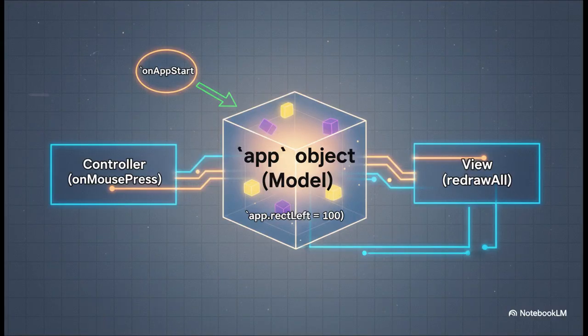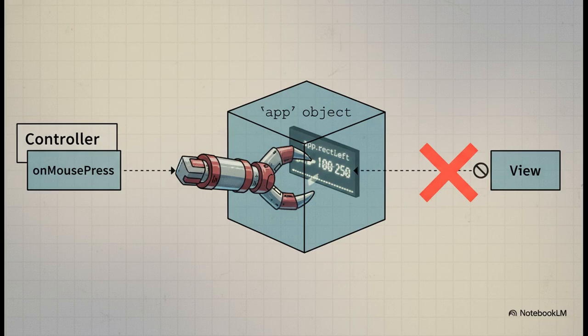If redrawAll only does the drawing, and onMousePress only handles the click, how do they communicate? They can't call each other directly. So what's the secret? It's this central thing called the app object. Think of it like a shared brain for your entire program. We set up its initial values in a function called onAppStart, which runs just once. From then on, this app object holds all the important data for our application. And that is the connection.